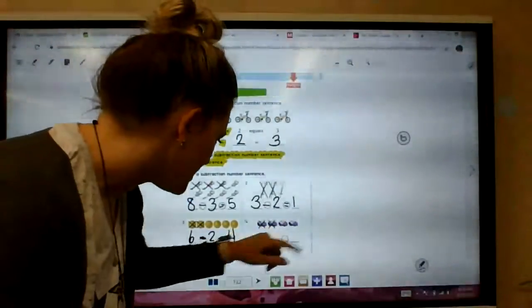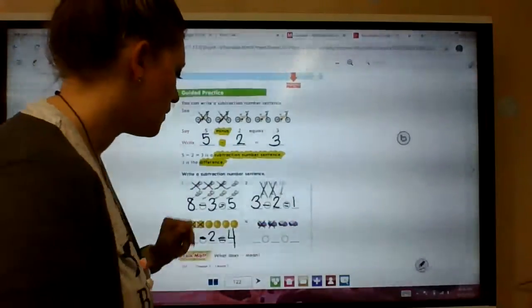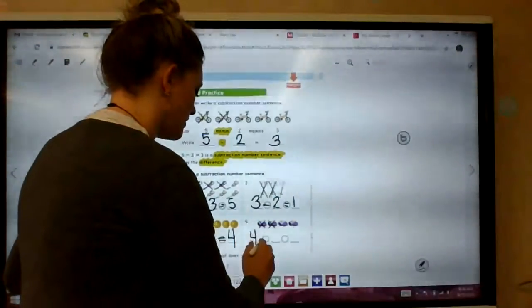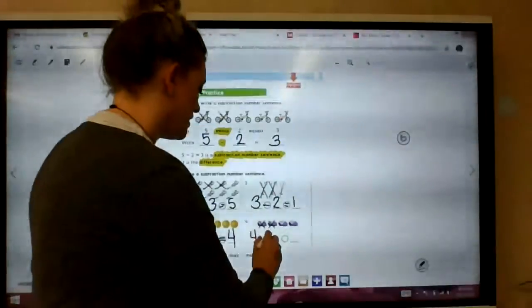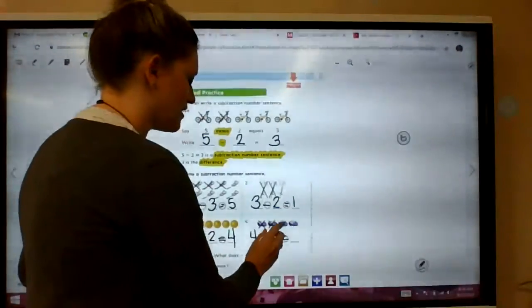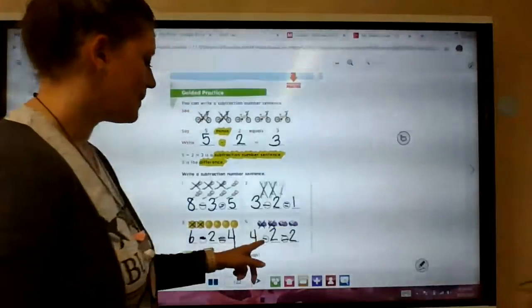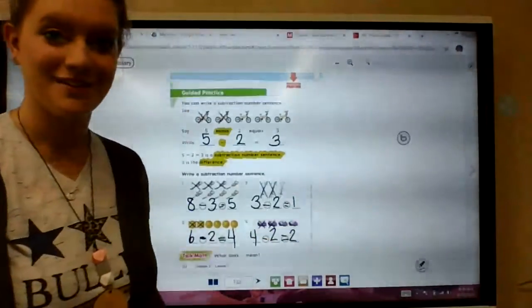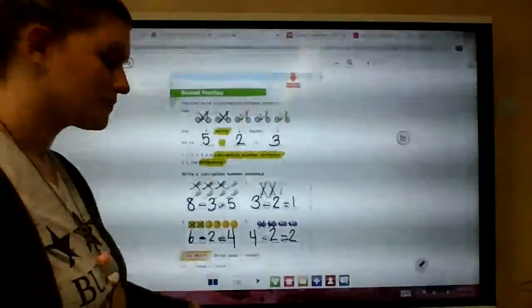Okay, how about this one? Ready? We have 1, 2, 3, 4 to start off with. Subtracting, how many did they cross out? They crossed out 2. Equals, how many are left that are not crossed out? 1, 2. 4 minus 2 equals 2. That is our difference, the number 2.